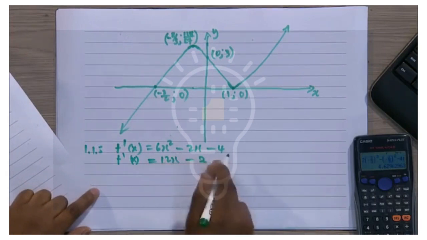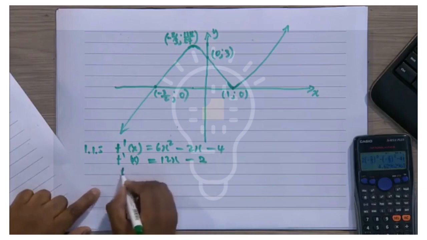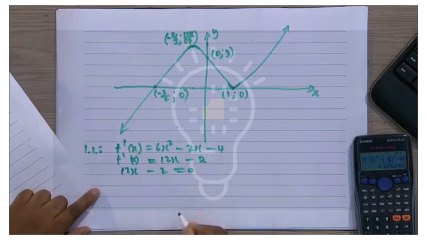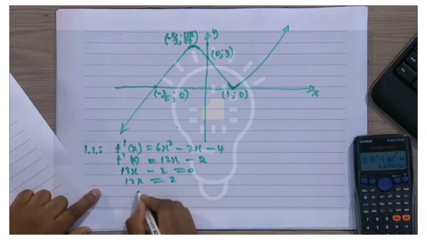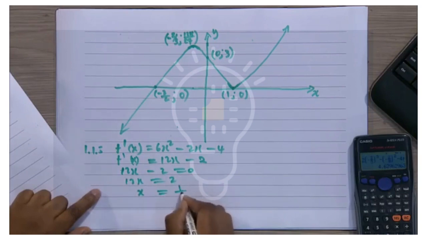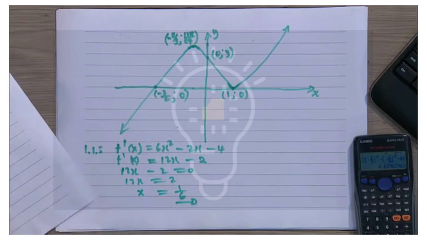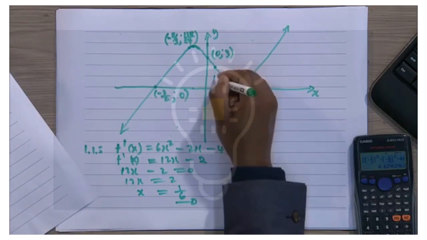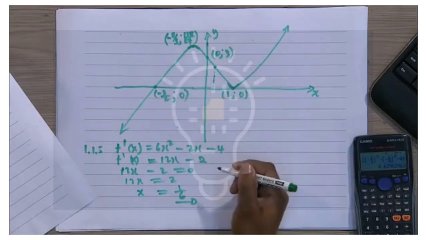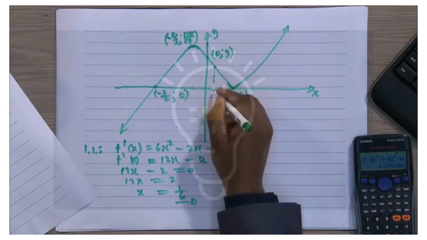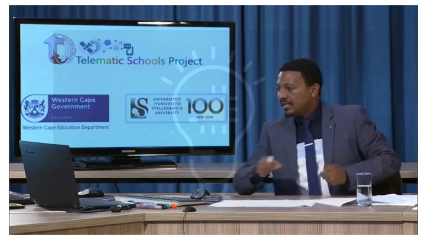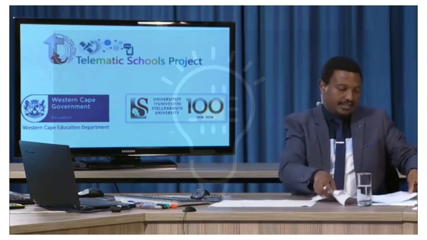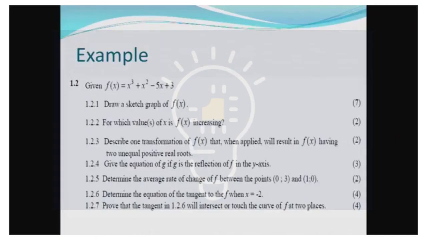And then we equate this to 0, and then we'll be having 12x minus 2 equals 0, and then taking minus 2 over, 12x equals 2. That means x is equal to 1 over 6. So that will be our x value, where our function will be changing the concavity. So it will be changing the concavity at 1 over 6. Let's quickly do this example, learners, before we run out of time.